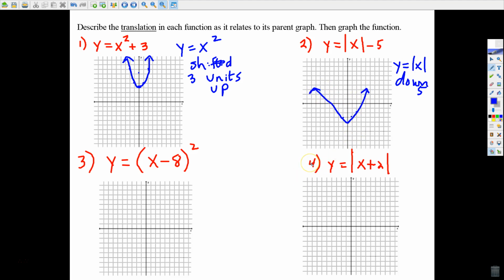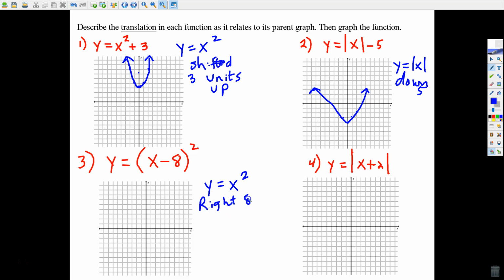Okay, number 3. August, what's the parent on number 3? Y equals x minus. Well, the parent, your answer will be either y equals x, y equals absolute value of x, or y equals x squared. Y equals x. Try again. Y equals x squared. There you go. Okay, there's the parent. And now the shift, that's another word for translation. Is it going to be left, right, up, or down, August? Right.